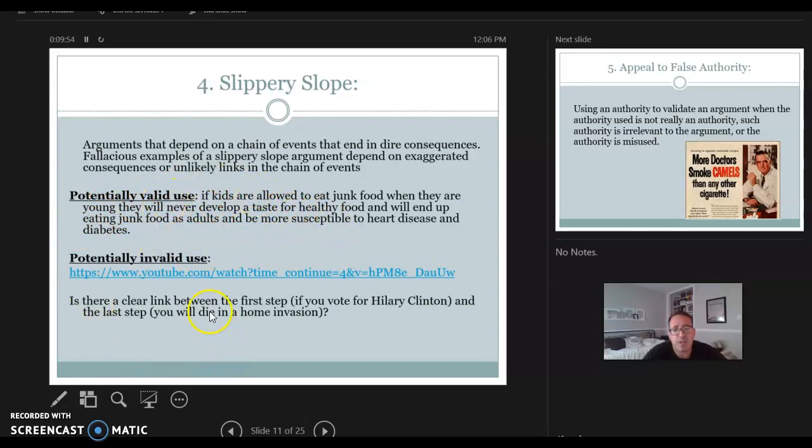Now, I'm going to pause the video here so you can watch a commercial on YouTube. And I want you to ask yourself, in this one, they present a slippery slope argument. Think about what that slippery slope is. What are the steps? What are the A, B, C, D, right? What leads to this, leads to that, leads to this? And then ask yourself if there are clear links between those steps. And we'll take this up after you watch the video.